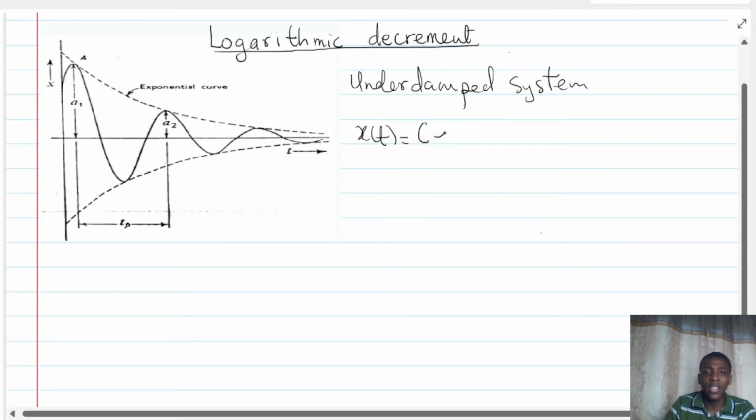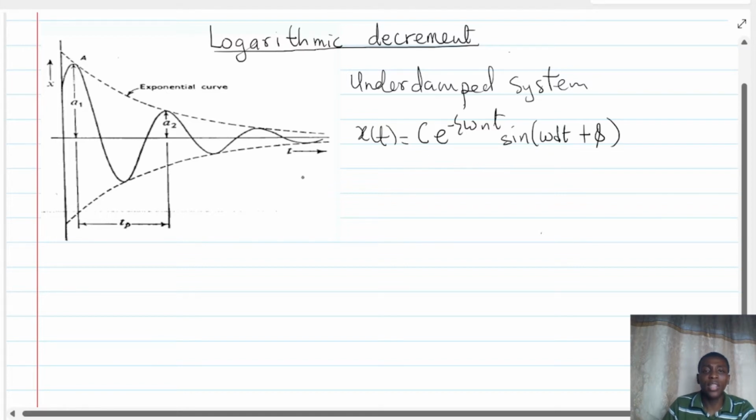Some C e^(-ζωn t) sin(ωd t + φ). And this e^(-ζωn t) is the exponential function, so that is where you are getting your exponential curve from. And I have my sinusoidal function, and this sinusoidal function is the one that is giving me that kind of motion. Okay, so that is it.